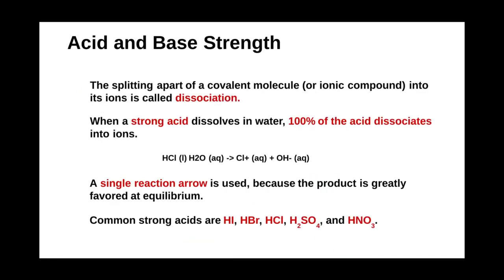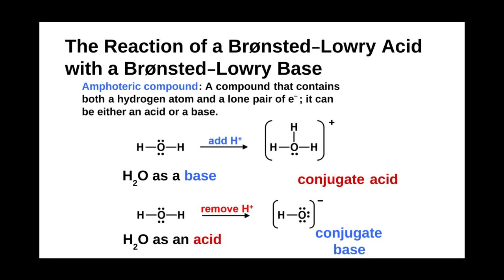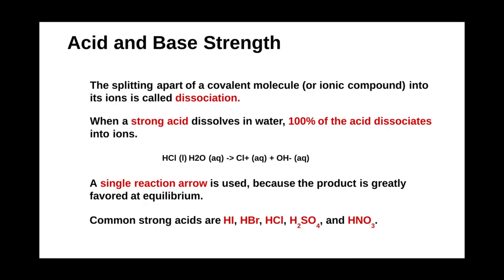So now we've looked at water a couple times, right? We've looked at water with an acid and water acting as a base, and it really depends on how strong the acid and the base are. If the acid is stronger than water, water will be the base. If the acid is weaker than water, water will be the acid. It just depends, because acids and bases physically have strength to them. Now, the splitting apart of a covalent or ionic compound into its ions is what we call dissociation. You can think about dissociation as just kind of falling apart, right? That's the baseline definition of what dissociation means.